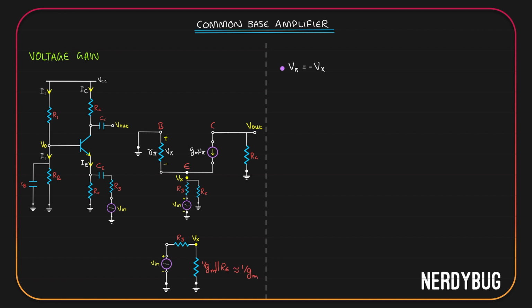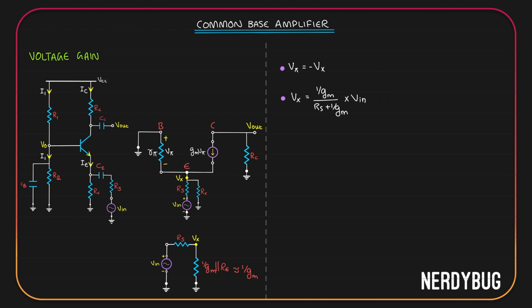Now let's use voltage division to write Vx in terms of Vin. Vin gets divided between Rs and 1 by Gm, out of which whatever drops on 1 by Gm is going to be equal to Vx. So Vx is 1 by Gm divided by Rs plus 1 by Gm multiplied by V input.